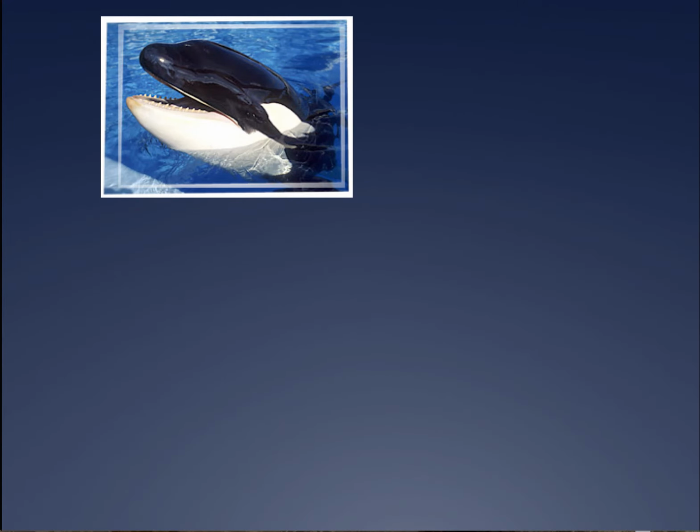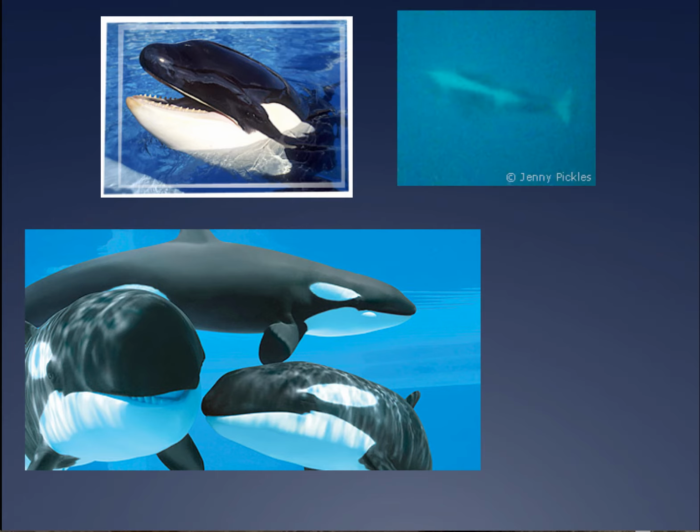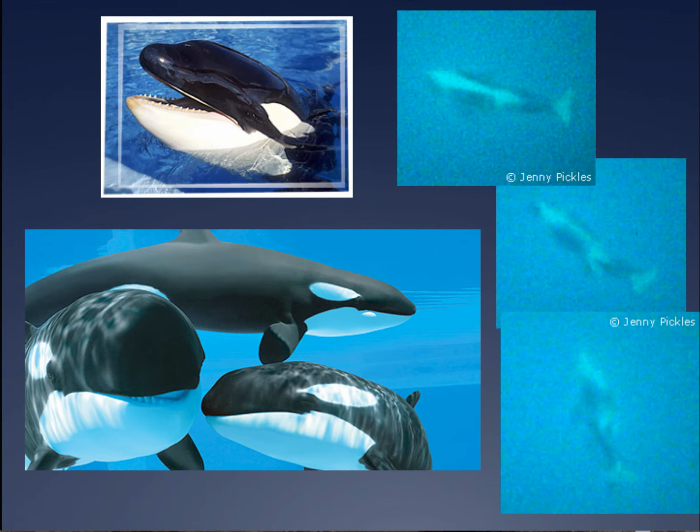Here's another example of disruptive coloration. And when you think of killer whales, they have these kinds of patches of black and white, and they're all different. And right away, it may not be clear to you what's going on until you see pictures like this. So thank you, Jenny Pickles, whoever you are, in which we have some long shots of killer whales from a distance.